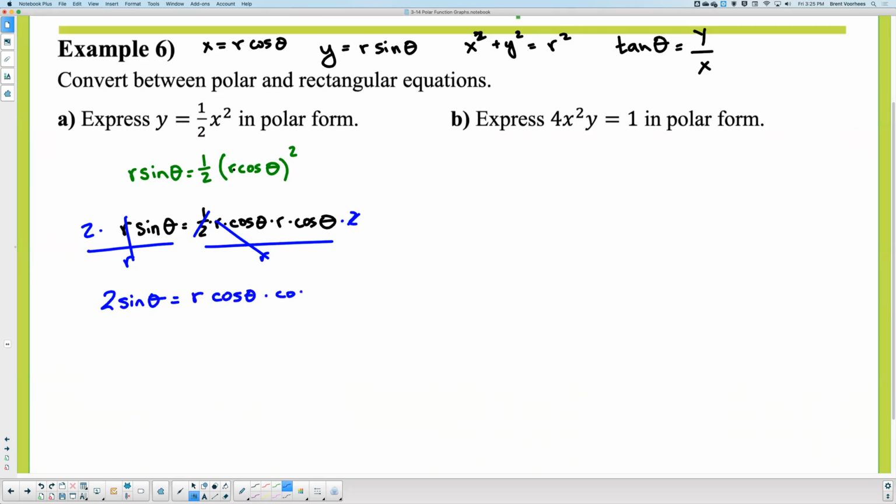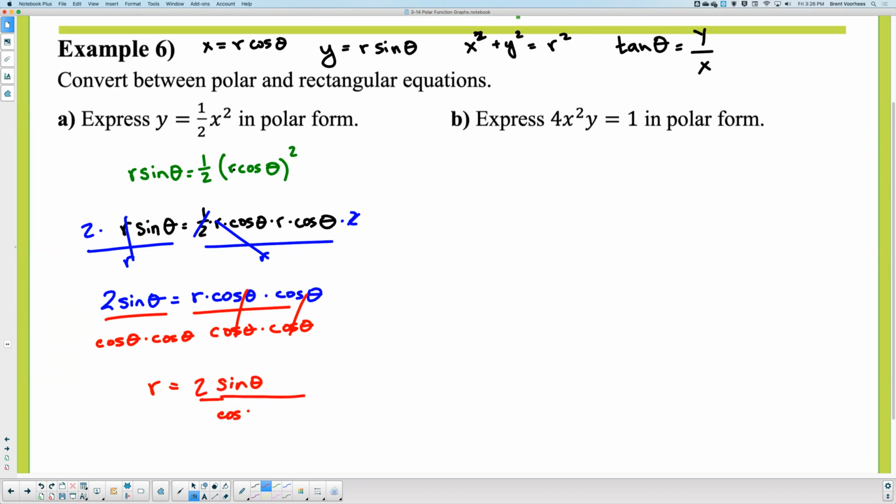Cosine times a cosine. Now I'm trying to isolate the r to get in polar form. You isolate the r. I'm going to divide by this cosine squared. And so I'm left with r equals 2 sine theta over a cosine theta times another cosine theta.